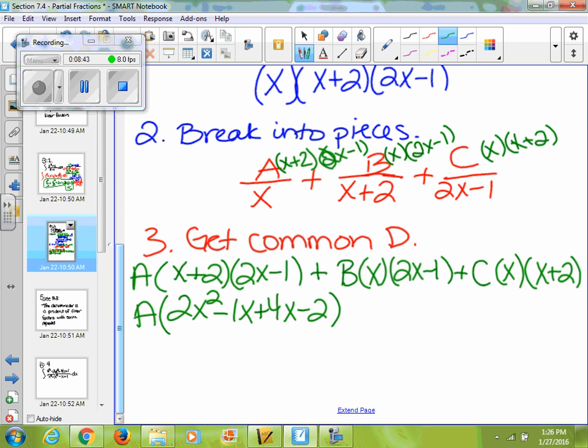If I look at b times x times, if I FOIL this, I still have b. X times 2x is 2x squared. X times minus 1 is minus x. And if I distribute my x to my last one, x times x is x squared. X times 2 is 2x. Oh, plus, sorry. Yes, there should be a plus there.